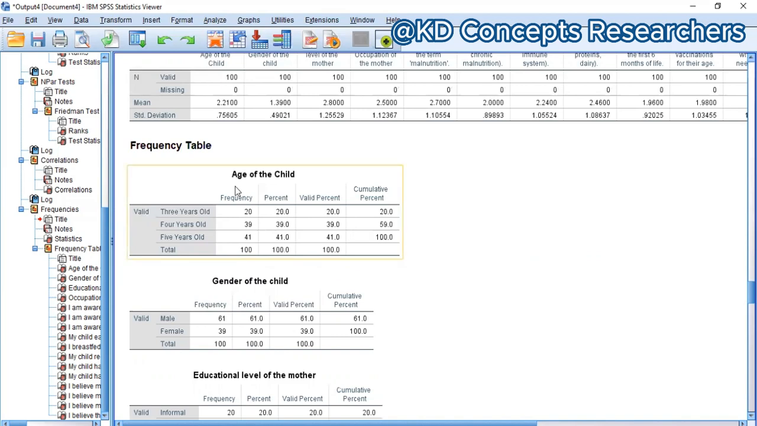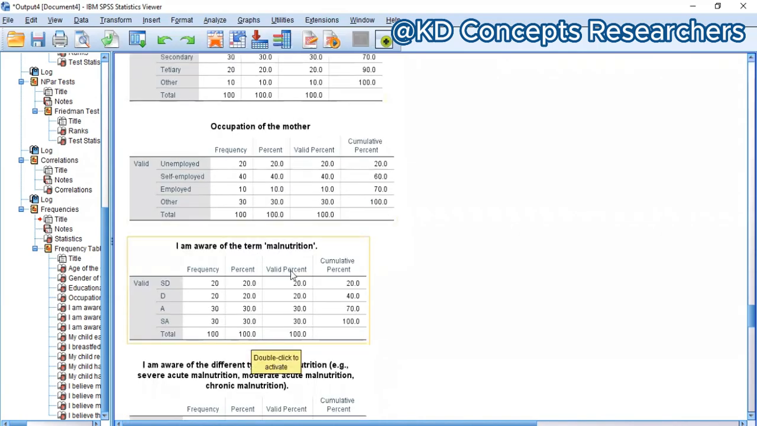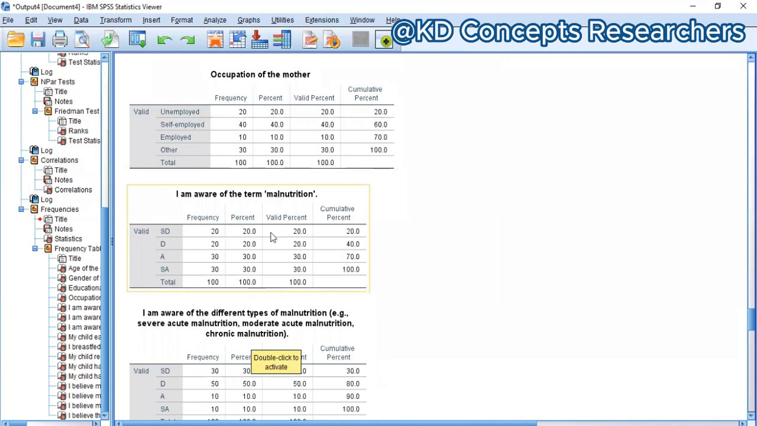You can see the first one here is on age of child, and the age ranges from 3 years old, 4 and 5 years old. You can see the frequencies and percentage. The same goes for gender, educational level, and occupation, and that is our demographic data. Now, from this table here, which represents our B1, you can see the actual questions and how they were answered. For instance, on this question, I'm aware of the term malnutrition, 20 persons strongly disagreed, 20 persons also disagreed, while 30 persons agreed, and also 30 persons strongly agreed. Represented here is also their percentage.